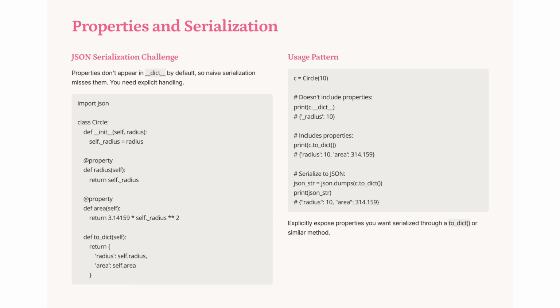Properties in Python don't appear in __dict__ by default, complicating serialization. To serialize properties like radius and area, use a method like toDict. This method explicitly exposes desired properties, ensuring they are included in JSON serialization. For instance, Circle's toDict method captures both radius and area, enabling accurate JSON representation.